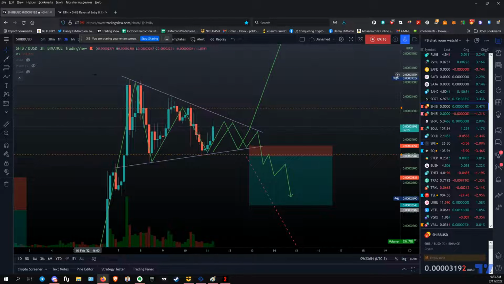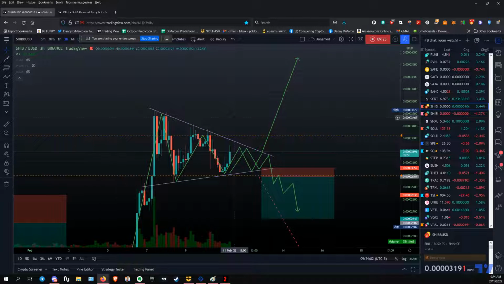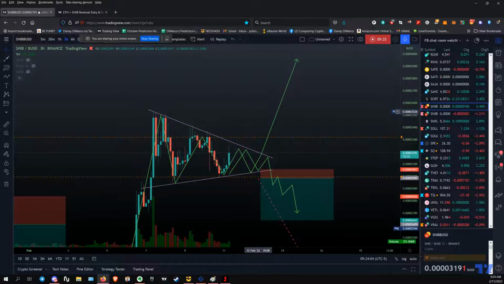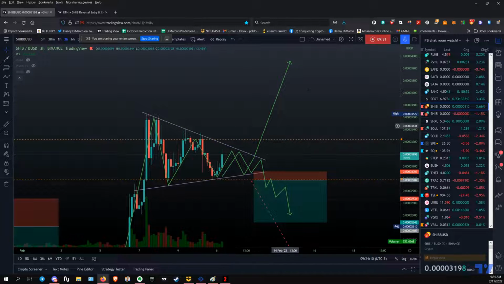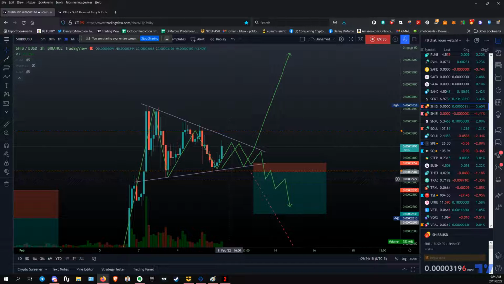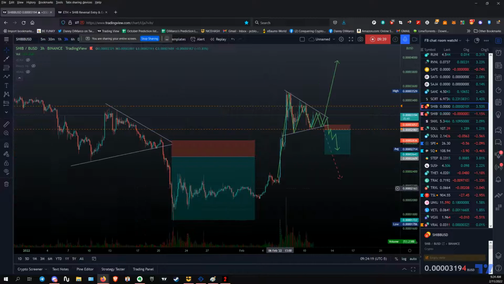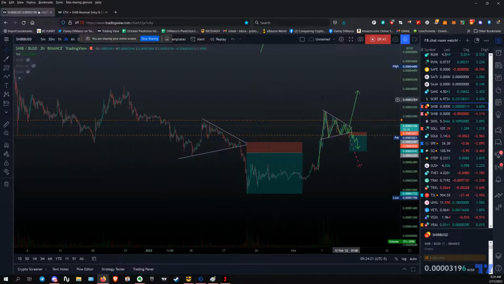So there it is, guys. I just wanted to show everybody how I trade my triangles. We're currently about to be in one right now. And you can trade this successfully just by following which way the break is going to be. Now, I think it's going to break up, but that's what the alarm is for, because I'm not 100% sure.